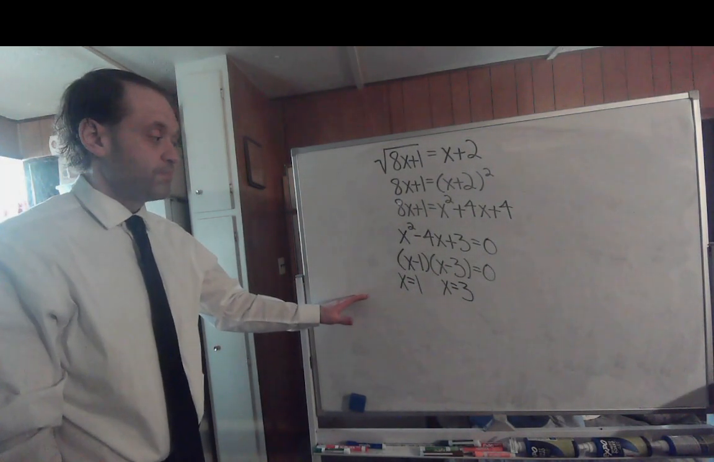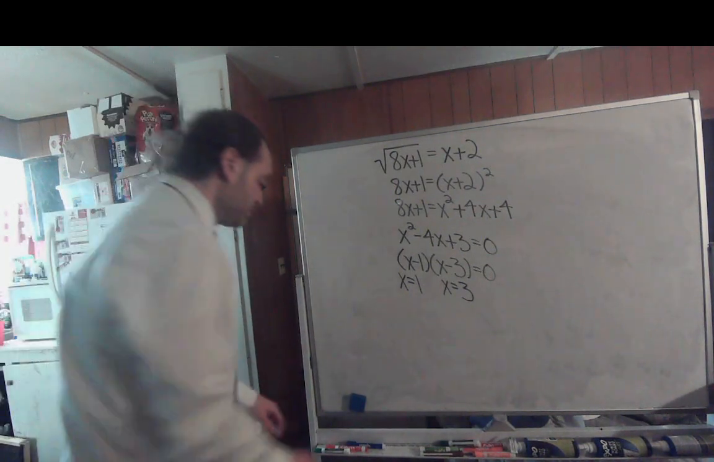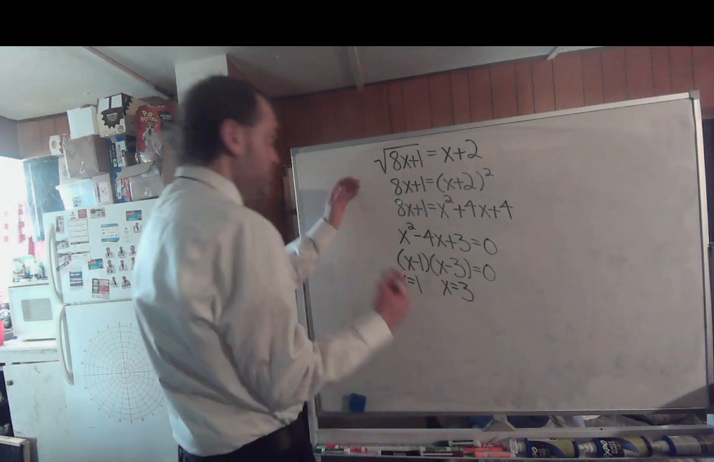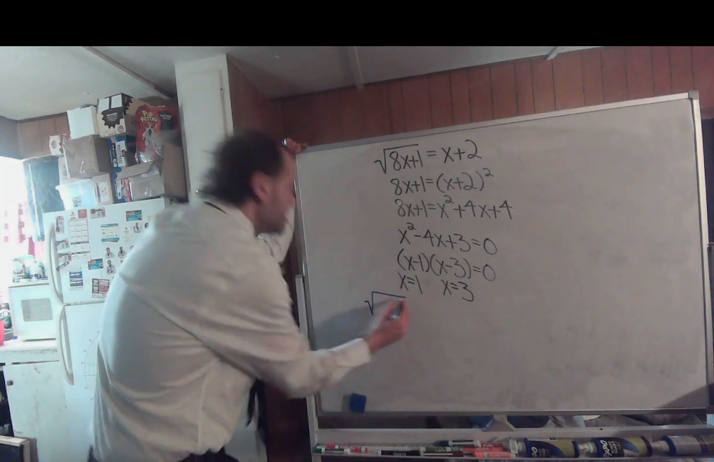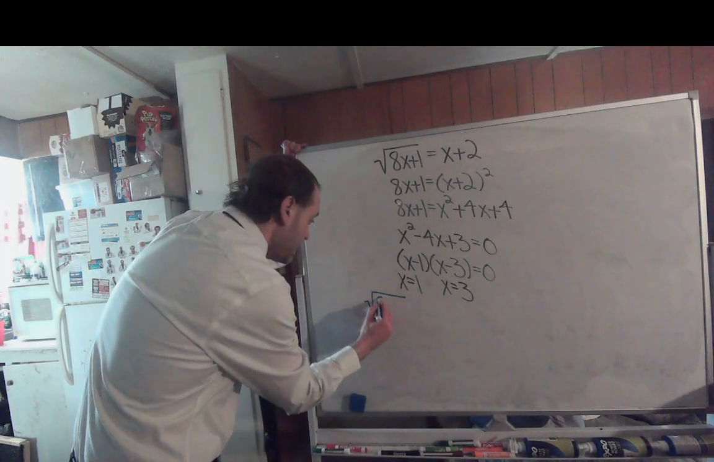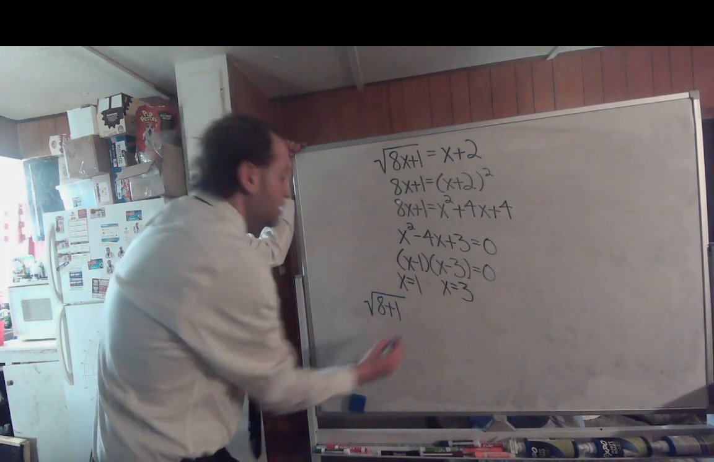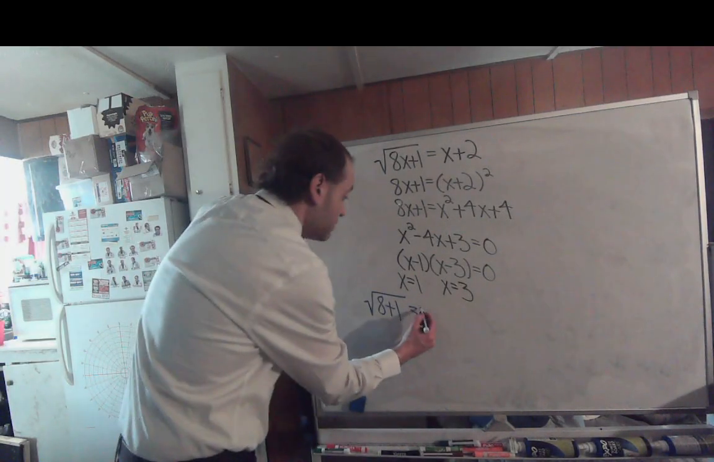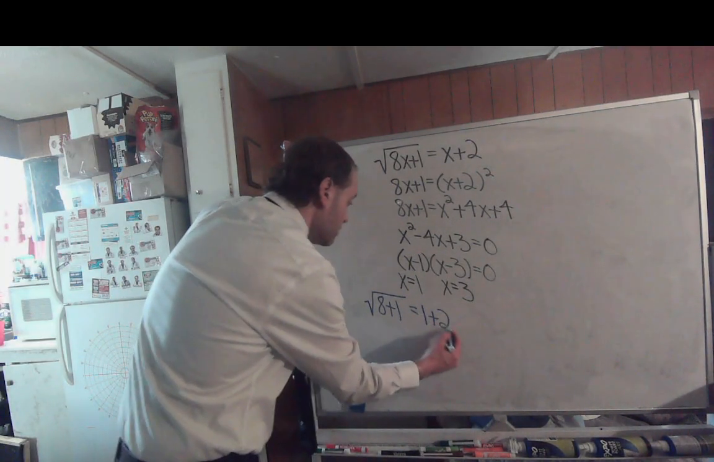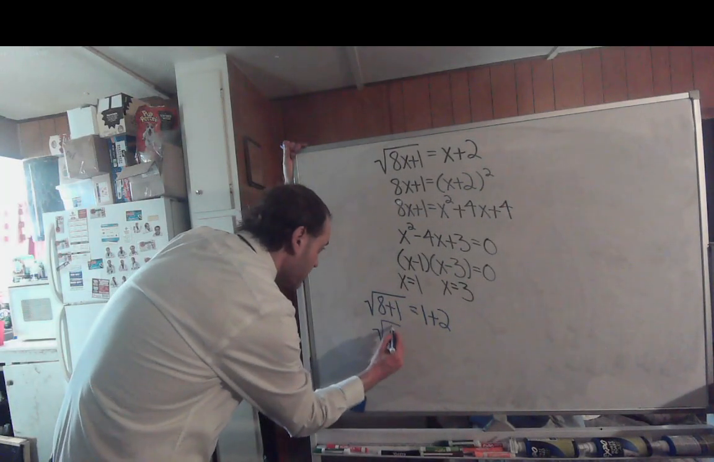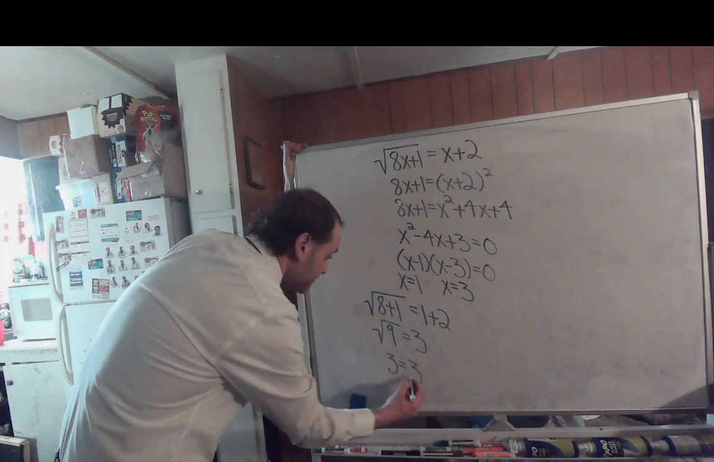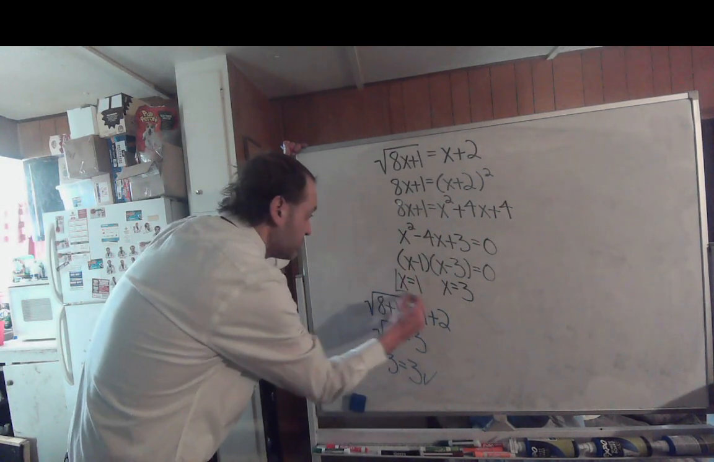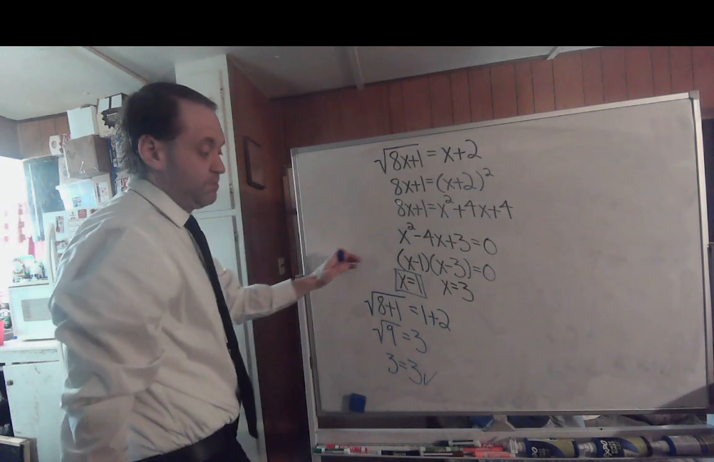So put x in for each of these. So let's see, 8 times 1 is 8 plus 1. Square root of that would equal 1 plus 2. That gives you the square root of 9 equals 3, and 3 equals 3. That checks out. So x equals 1 is a viable solution. But what about x equals 3?